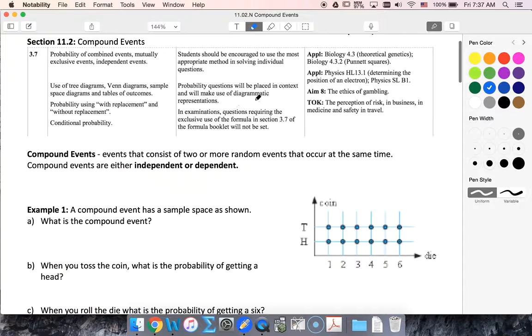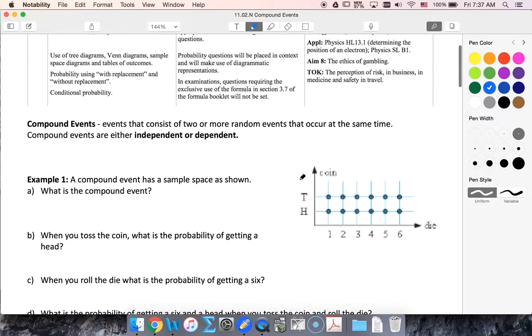And sometimes we're going to want to be using a diagram. Sometimes we'll want to be using algebra. Different events or different ways of solving these problems. So compound events are events that have two or more random events happening at the same time. So it could be that I flip a coin and roll a die.